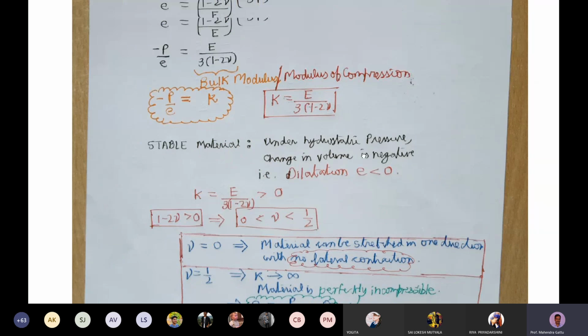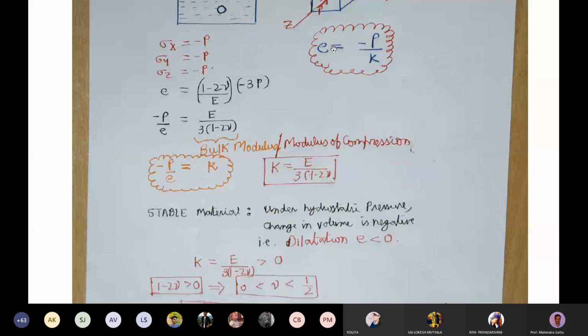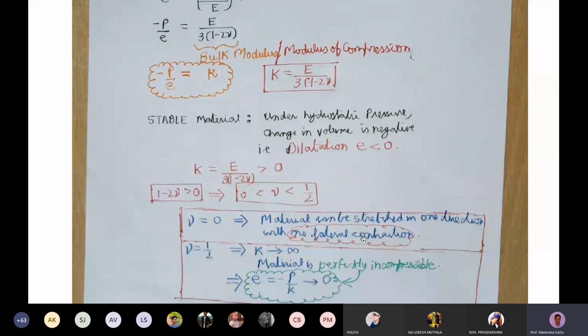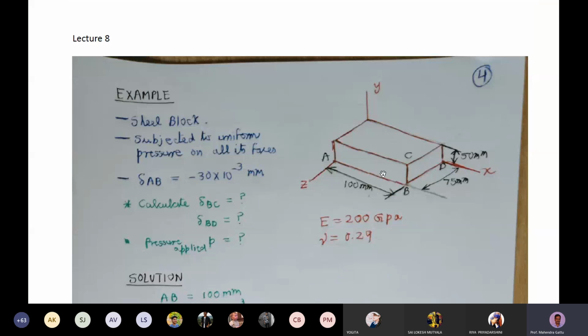That means the change in volume, which is given as minus P by K. So K is an infinite value. That means this term will go to 0. That means dilatation goes to 0. That means the material is incompressible. So when K tends to infinity, the material is perfectly incompressible. Usually water will have a Poisson ratio of 1 by 2. So this is regarding the dilatation and the bulk modulus and limits on dilatation.